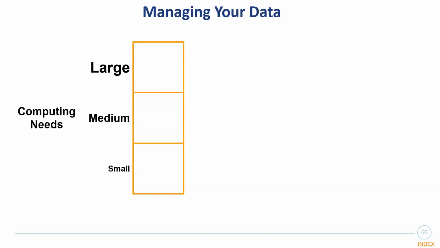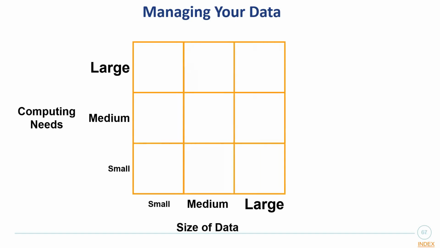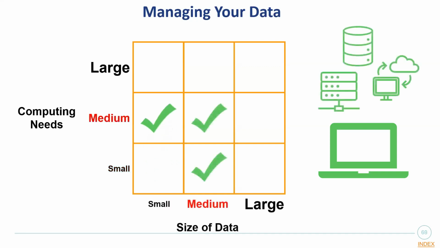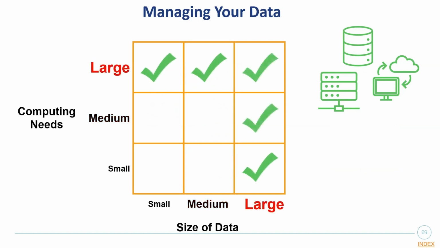Looking at computing needs ranging from small to large, and size of data ranging from small to large, we can envision researchers with small data sets and small computing needs using laptops or similar computing systems to conduct their research. Those with medium-sized data sets and moderately higher computing needs may opt to use either high-end laptops or computers or more powerful HPC computing resources. And those with big data and big computing needs will use HPC resources or the cloud.